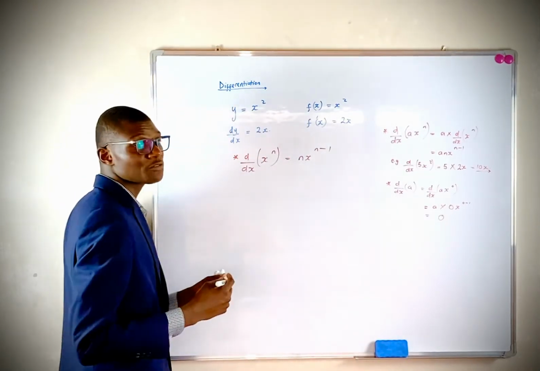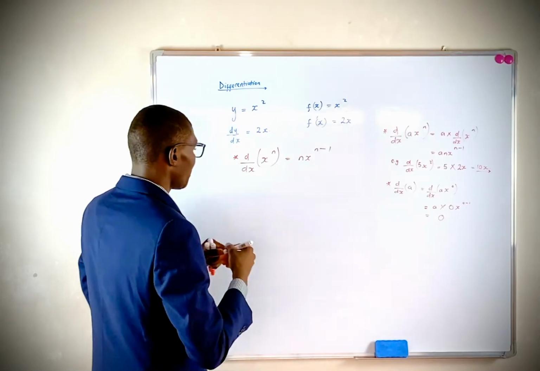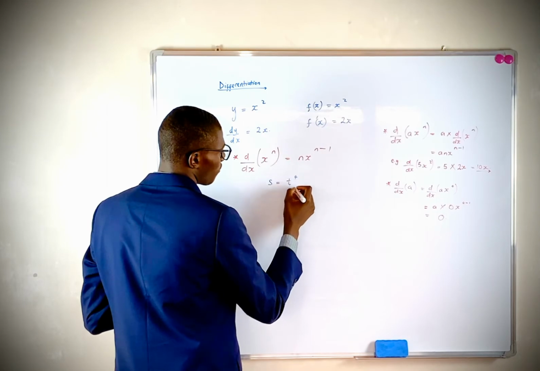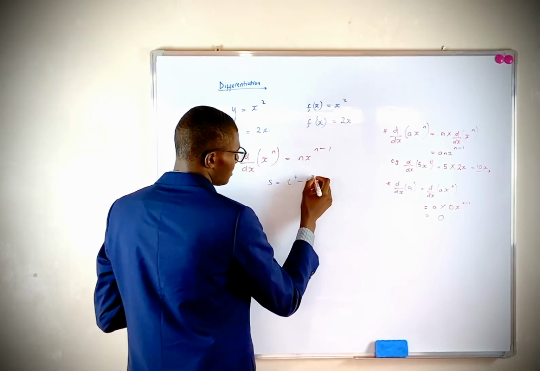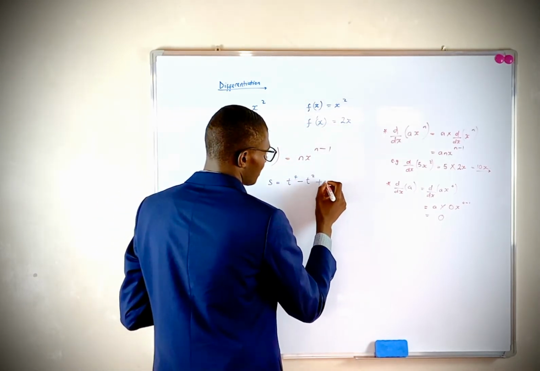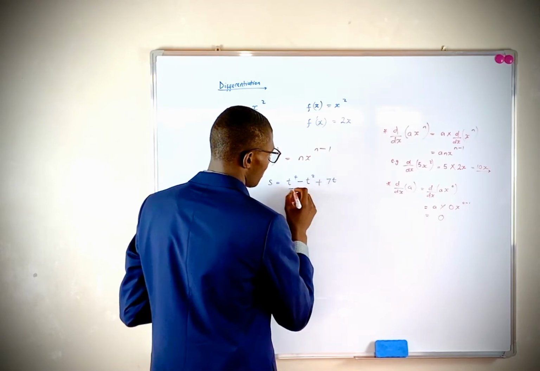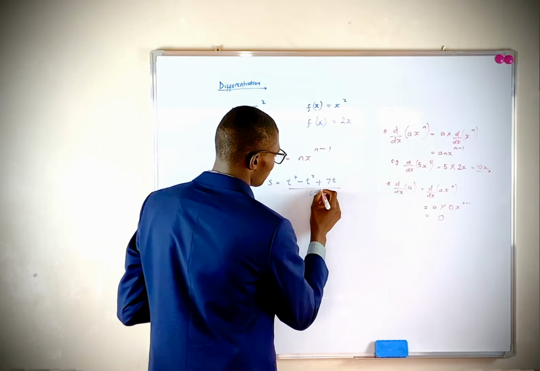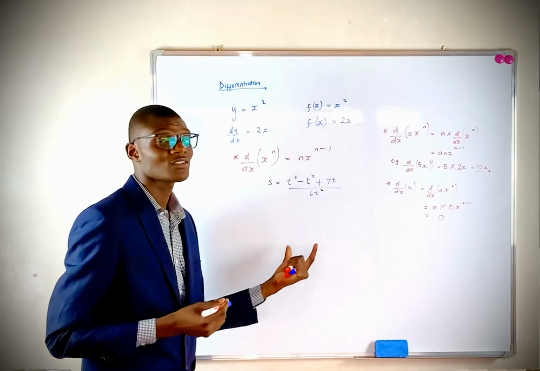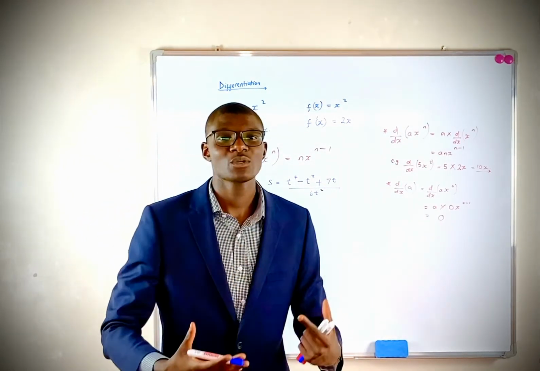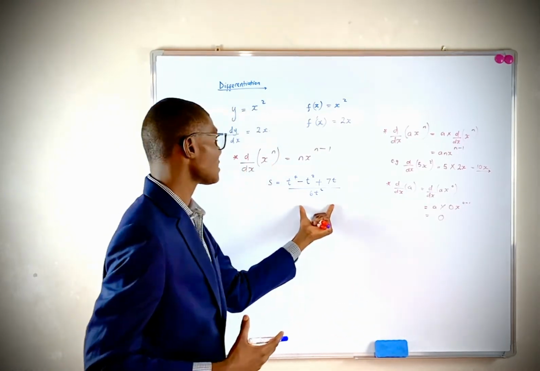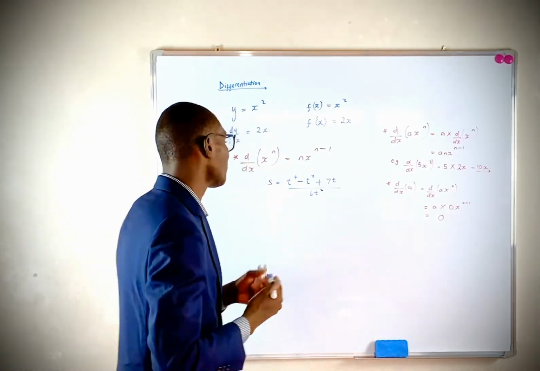Say we need to find the gradient function of the curve s is equal to t to the power of 4 minus t squared plus 7t over 6t squared. So now this is a quotient. But what do we know? We know we can put each term in the numerator under 6t squared. So now let's do that.